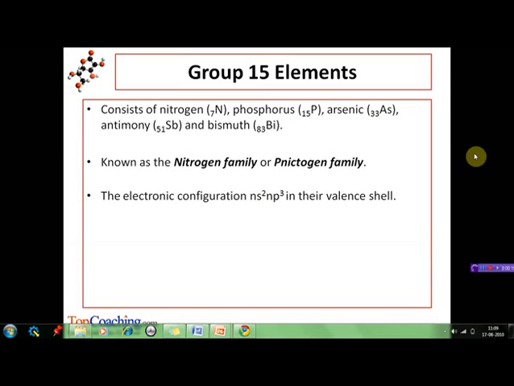The electronic configuration of these elements in their valence shell is ns2np3. So they can gain stable noble gas configuration either by gaining 3 more electrons from more metallic elements or by sharing 3 electrons.